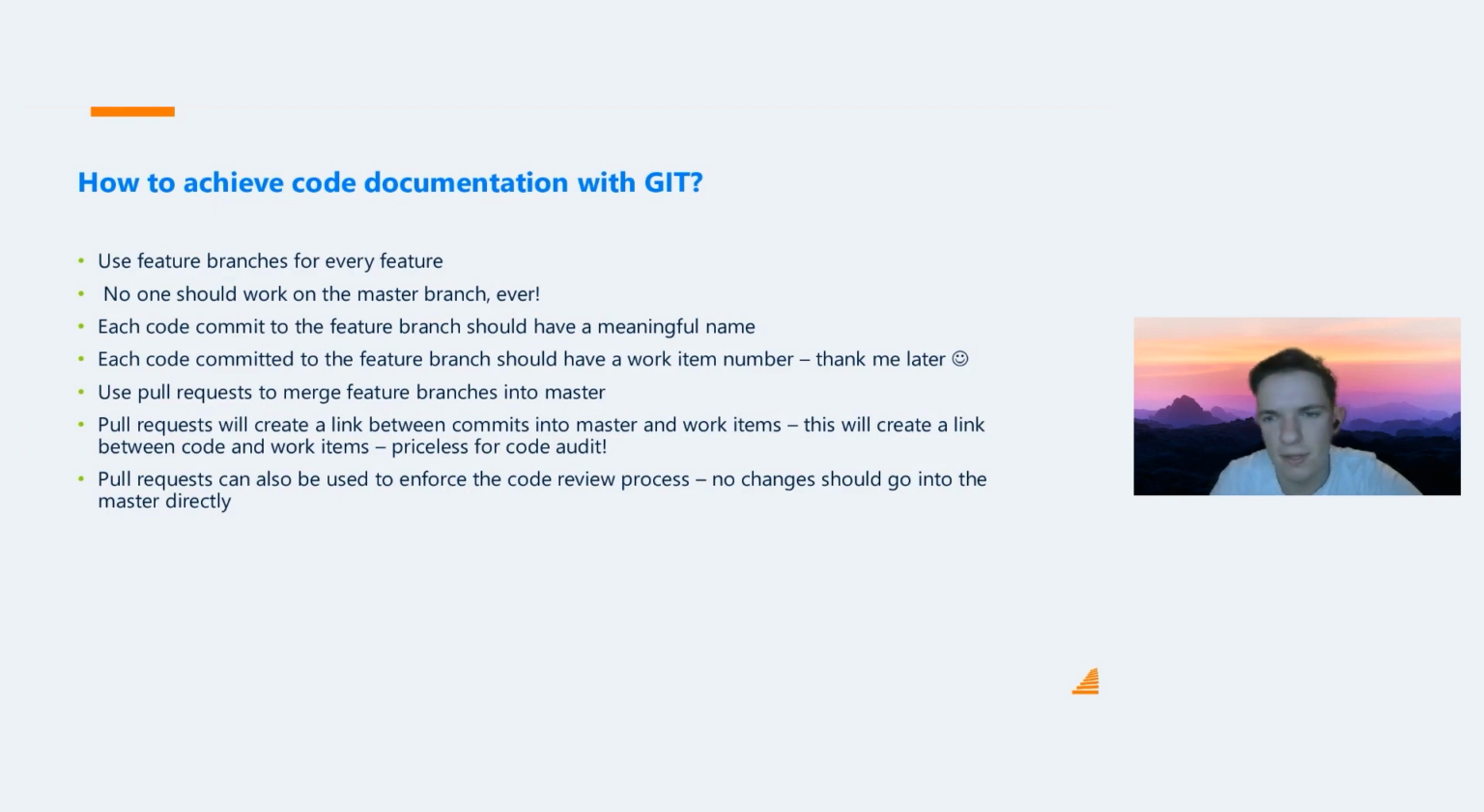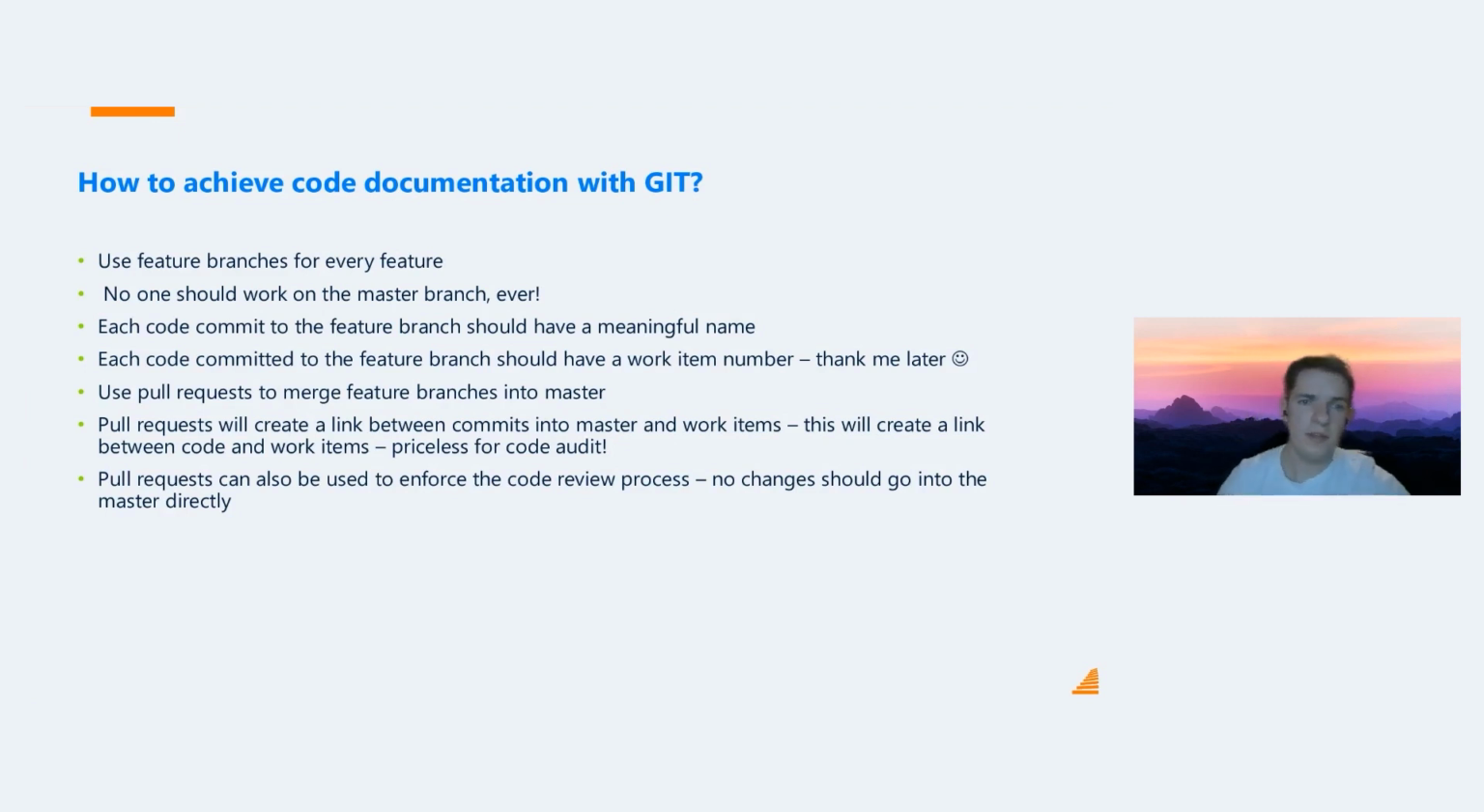As I mentioned, thank me later when you will be making releases and you have to pick specific work items. That will save you a lot of time figuring out what code you need to release. Now, as I mentioned previously, you should use pull requests to merge feature branches into master. Why? Because pull requests will create a link between commits into the master branch and work items. So basically, work item on the right side, right? It will have on the code all the commits that you have done to the master branch. And this is priceless when you have to figure out where the code came from, what was the requirement, right?